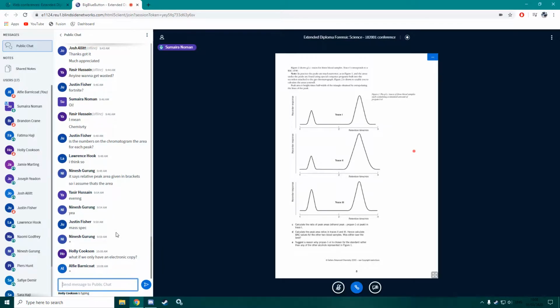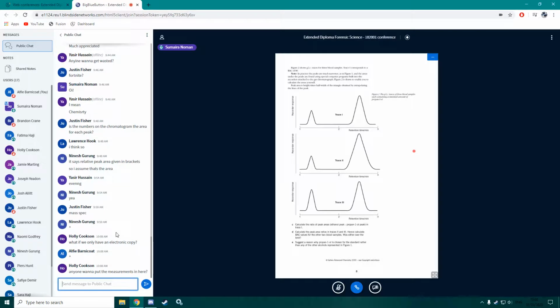This is a really good question, Holly, because I also only have an electronic copy. If we put it at 100%, I'm pretty sure you could measure it on your screen. That's a really good idea. So somebody could put the measurements on, and you can share them amongst yourselves.